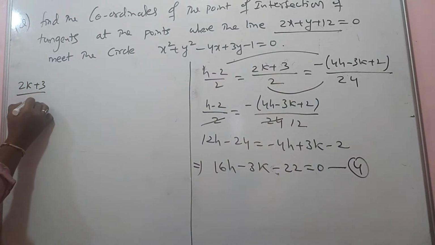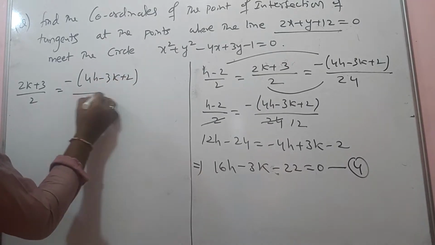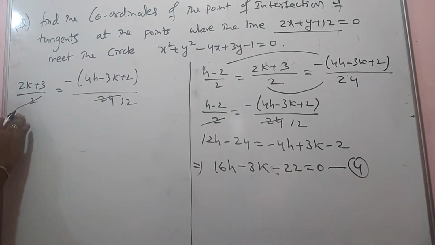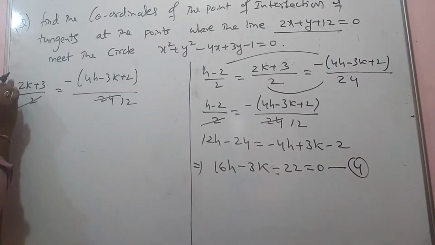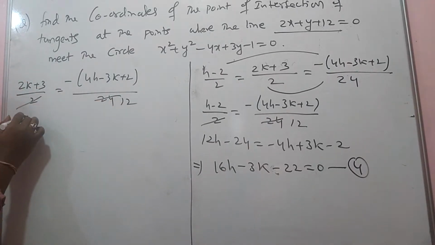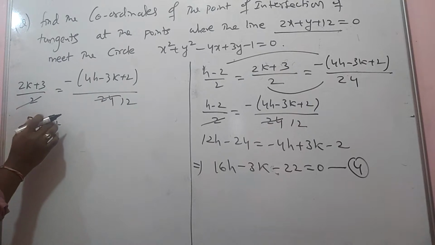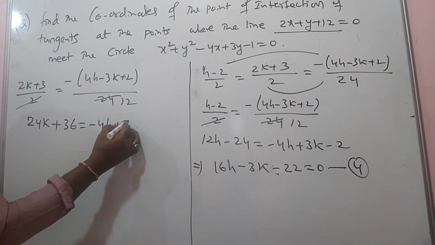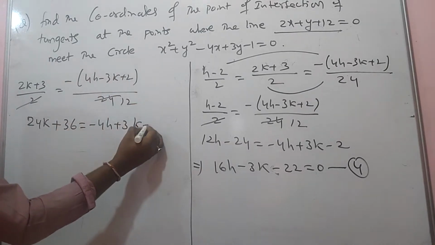2x plus 3 by 2 is equal to minus of 4h minus 3k plus 2 divided by 24. This will be cancelled 12 times. So 12 to the 24, anybody can check on the net, what is this question's answer? 24k plus 36 is equal to minus 4h plus 3k minus 2.